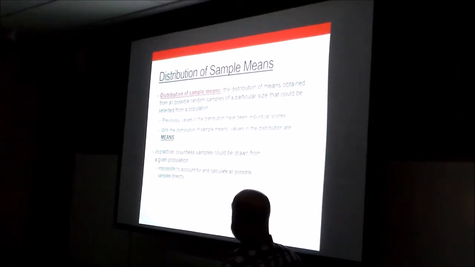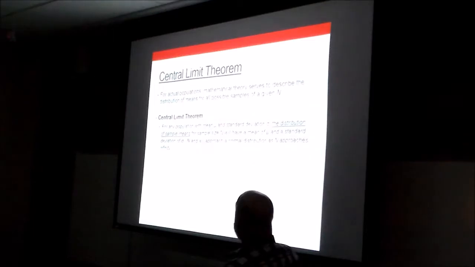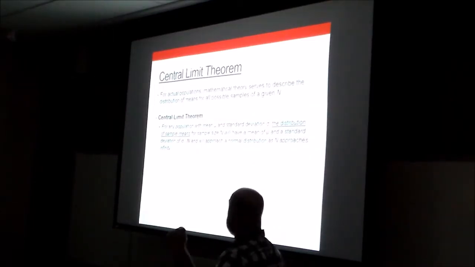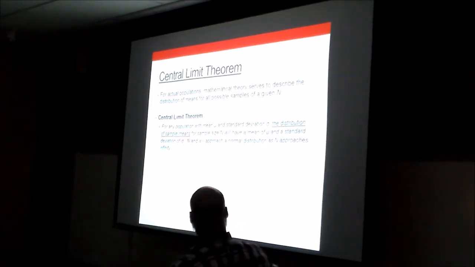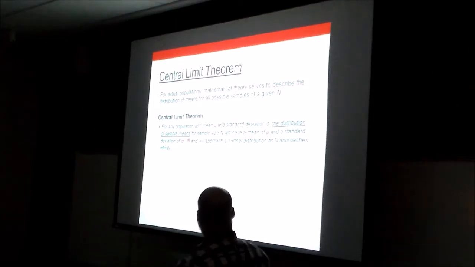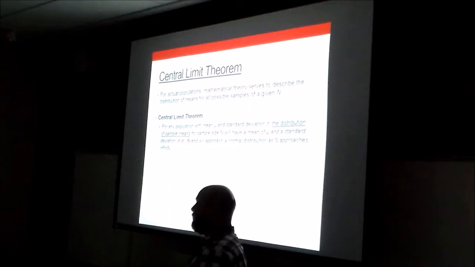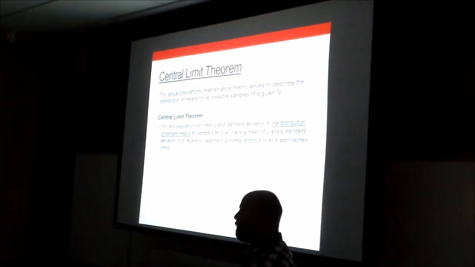We talked about this as a distribution of sample means. We talked about the central limit theorem. For any population with a mean of whatever that mean is and a standard deviation of whatever the population standard deviation is, the distribution of sample means for sample size n is going to have a mean equal to the population mean and a standard deviation equal to the population standard deviation divided by the square root of n. And this is going to approach a normal distribution as our sample sizes get larger and larger.